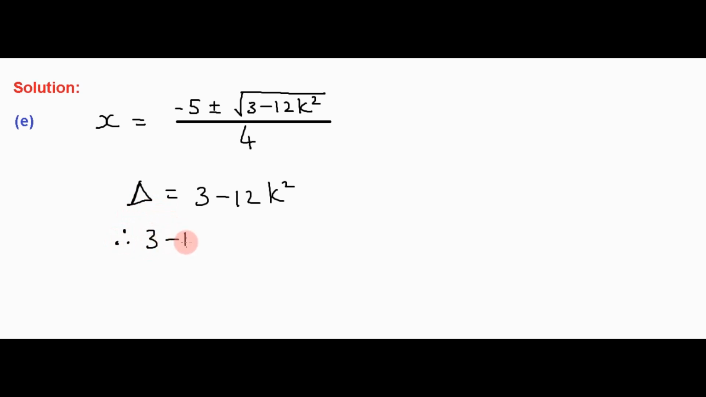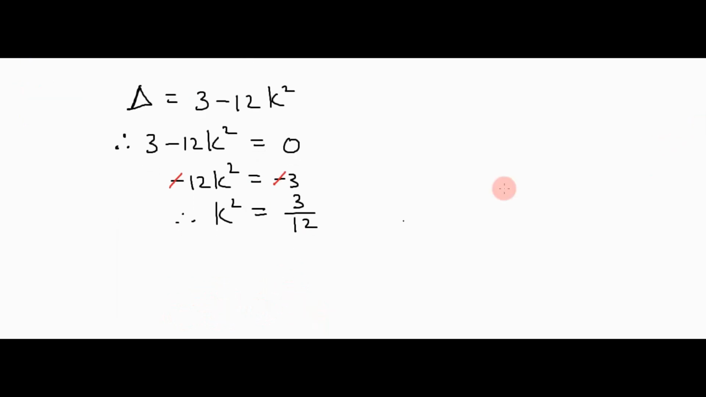In other words, that 3 minus 12k squared equals 0. And now we simply solve for k. We take the 3 across to the right-hand side. We can multiply through by negative 1, so these negatives will cancel. And now we can divide by 12 on the right-hand side. And of course, this is a quarter on the right-hand side. And finally, we can take the square root on the right-hand side. So k will equal plus or minus the square root of a quarter, which is plus or minus a half.